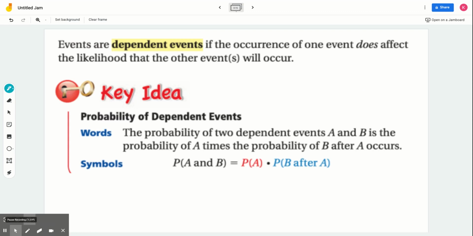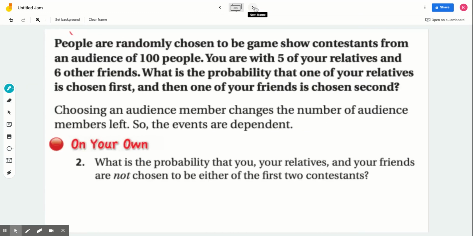Events are dependent events if the occurrence of one event does affect the likelihood that the other event will occur. The probability of two dependent events, A and B, is the probability of A times the probability of B after A has already happened. So here in this example, people are randomly chosen to be game show contestants from an audience of 100 people. You are with 5 of your relatives and 6 other friends. What is the probability that one of your relatives is chosen first and then one of your friends is chosen second? So that was the example, but now we're going to do the on your own. So you can go back to your book and look for this example if you'd like.